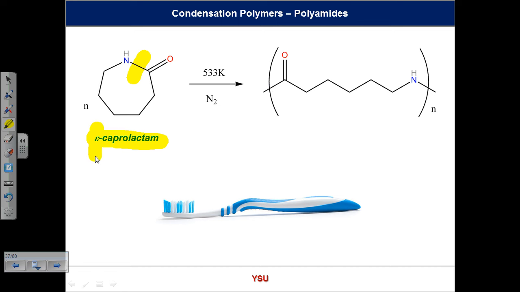Any idea what the epsilon stands for? Think about the nomenclature we've developed over the semester here. There's alpha. There's beta. What's this? Gamma. What's this? What's this? Epsilon. Right? Simply the carbon linkage. That's all there is to it. So again, lots of use for a very simple molecule, and the properties of these things are very, very impressive.